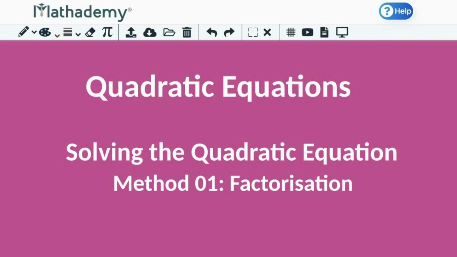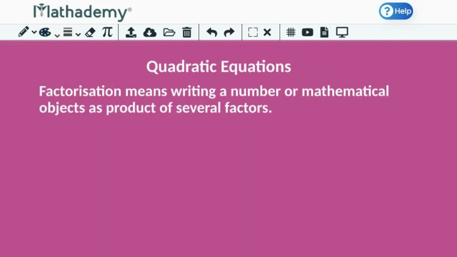Before that, let us know the meaning of the term factorization. Factorization means writing a number or mathematical objects as a product of several factors. Now, when I say writing a number as a product of its several factors, it's easy and we have already learned this. Let us understand this with the help of an example.